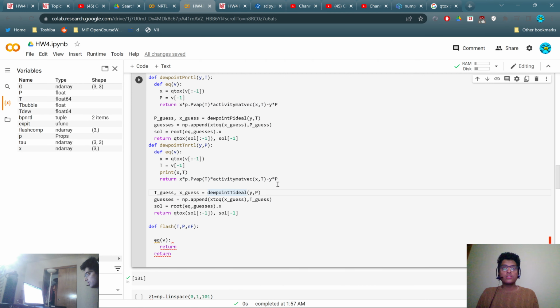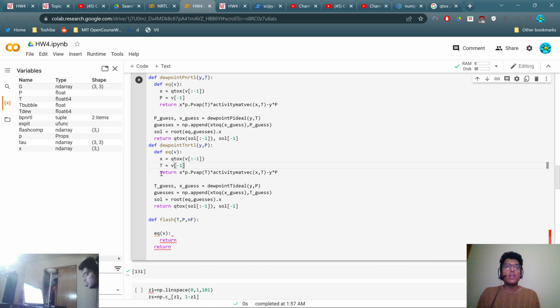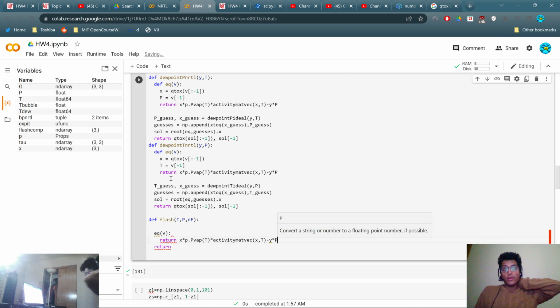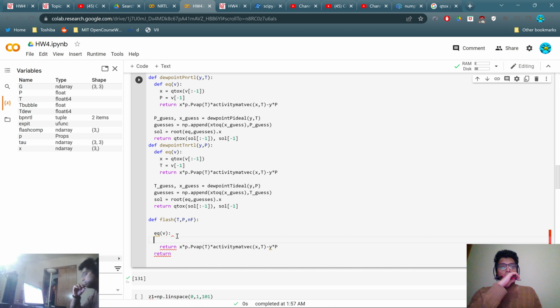So I'm just going to copy. Also, I don't want this to print anymore because we fixed our issue. And while I'm on the subject, in the last video I realized that when I was making this function, I kept it as dew point pressure. It should be dew point temperature. So I have it fixed now. But now we have to actually do this.